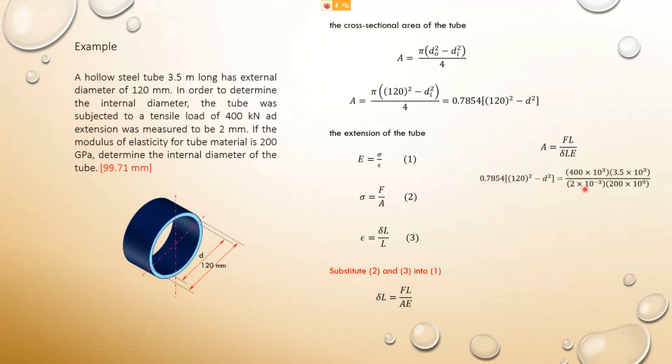So put everything into this formula, including this. Or if you want to find in terms of A first, you can do so. My advice is to find everything in terms of A first. You get A equals something. Then only equate to this equation to find out the internal diameter. So you will finally reach this step here, where you find the diameter is 99.71 mm.